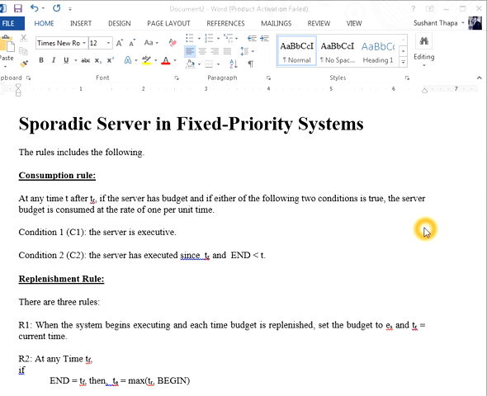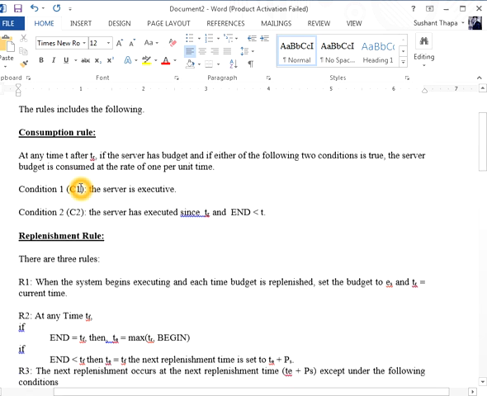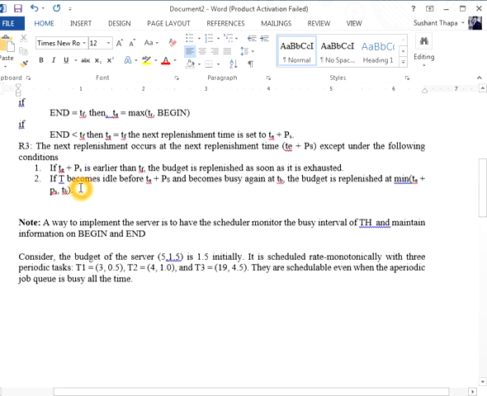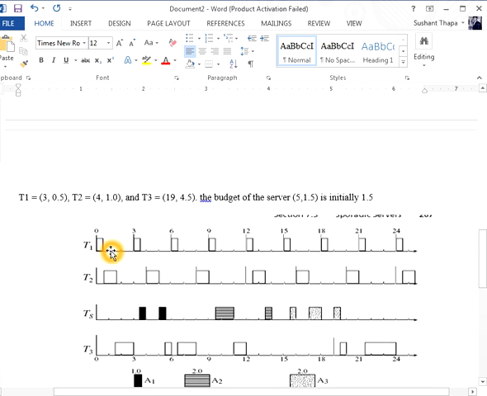Today we are going to talk about the example of the sporadic server. I want you guys to remember the consumption rule and replenishment rule all by yourself. So let's move towards our example.